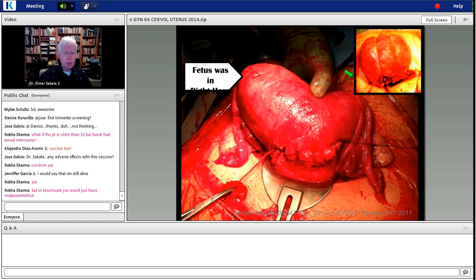This is a bicornuate uterus. The fetus was in this horn. The placenta was in this horn. And compare the appearance of this uterus and this uterus over here. You can see this is kind of a heart-shaped uterus. And this was a malpresentation. This was a breech presentation. Now, we knew she had a bicornuate uterus from before, but every time I do a cesarean because of a malpresentation, I want to check to see if the uterus is normal.